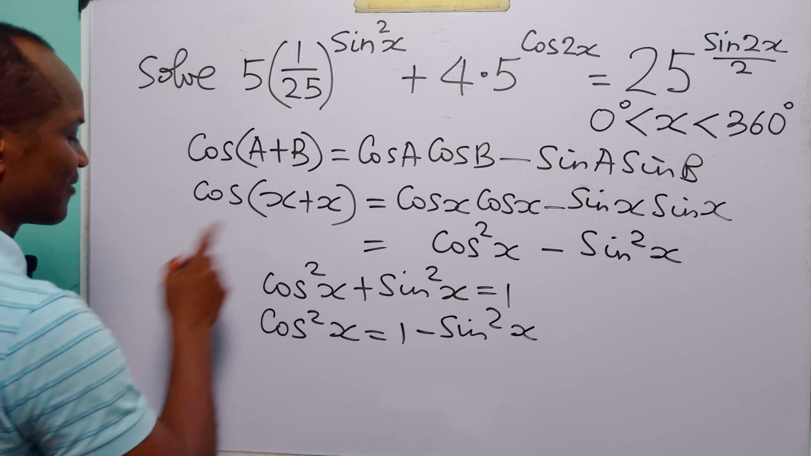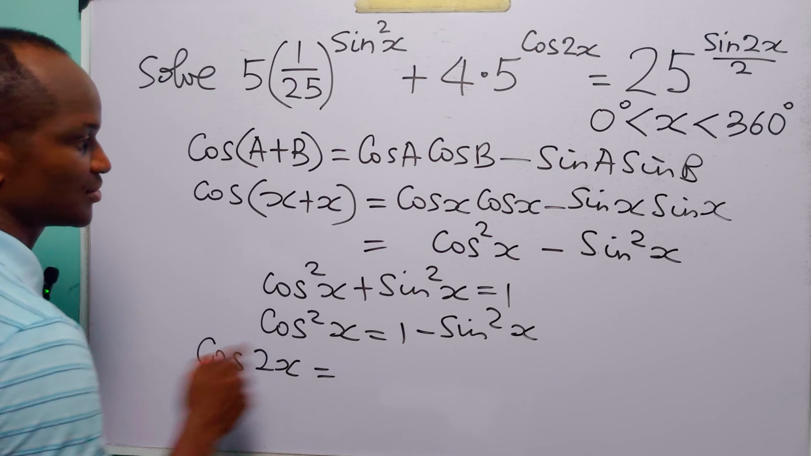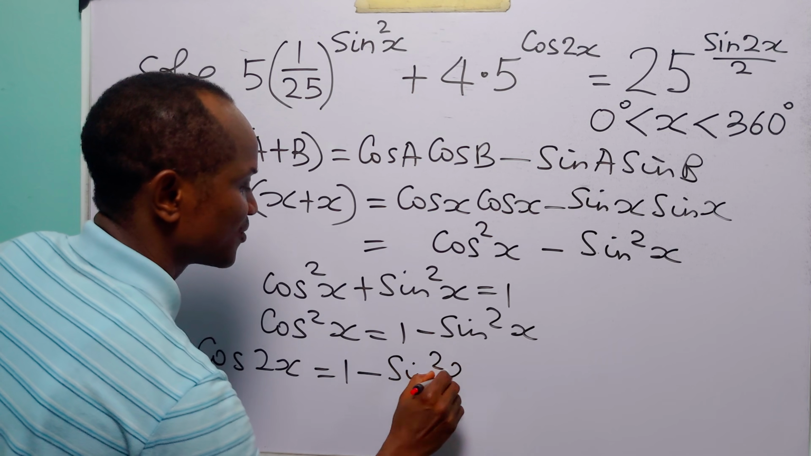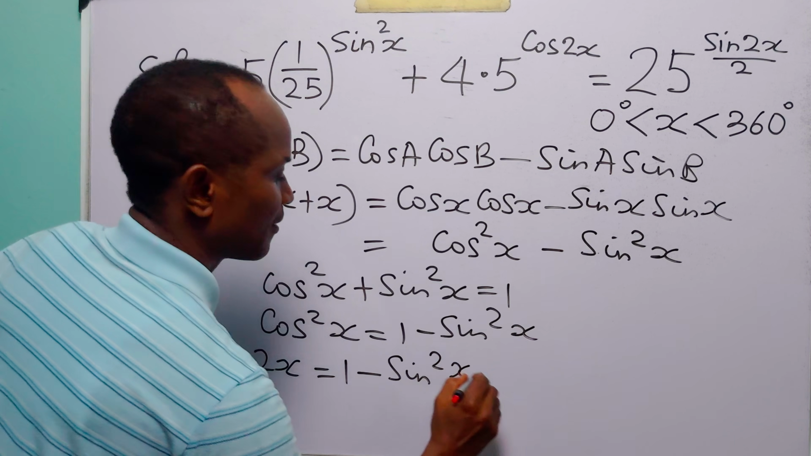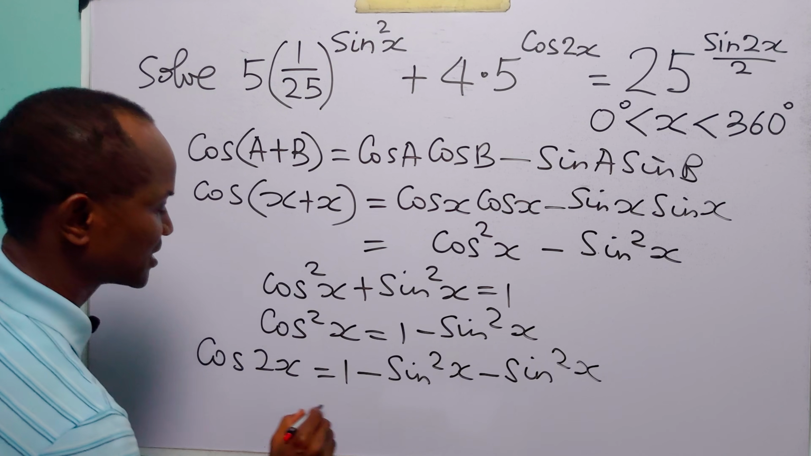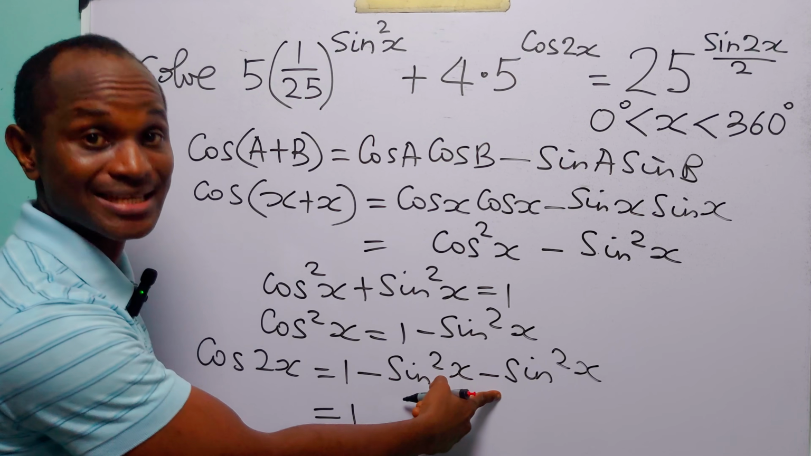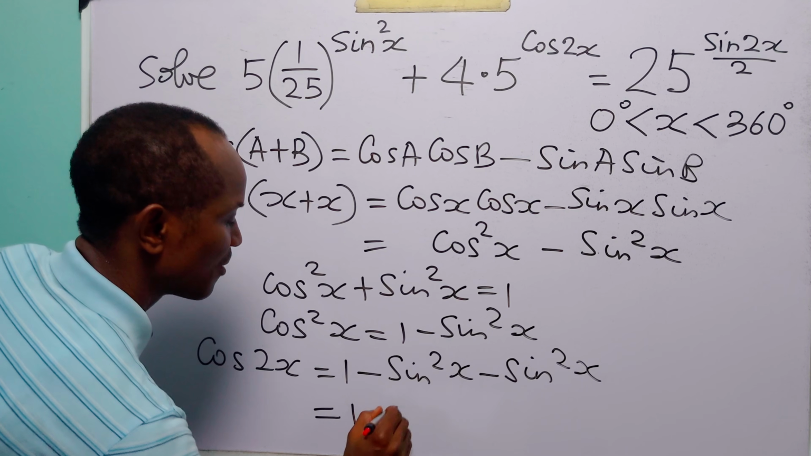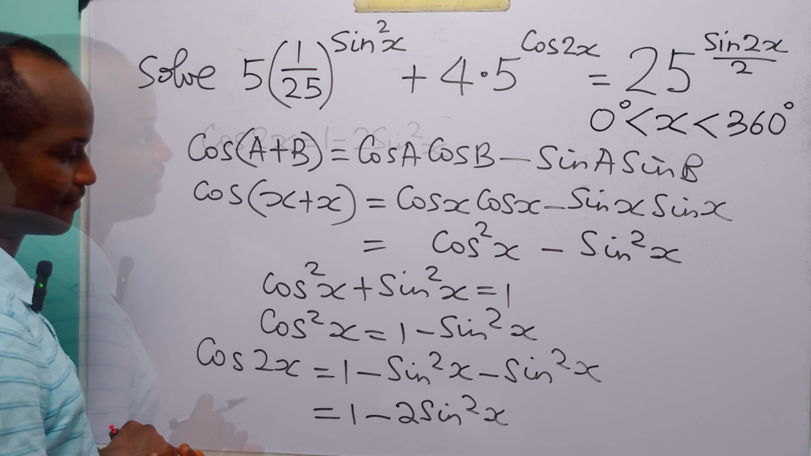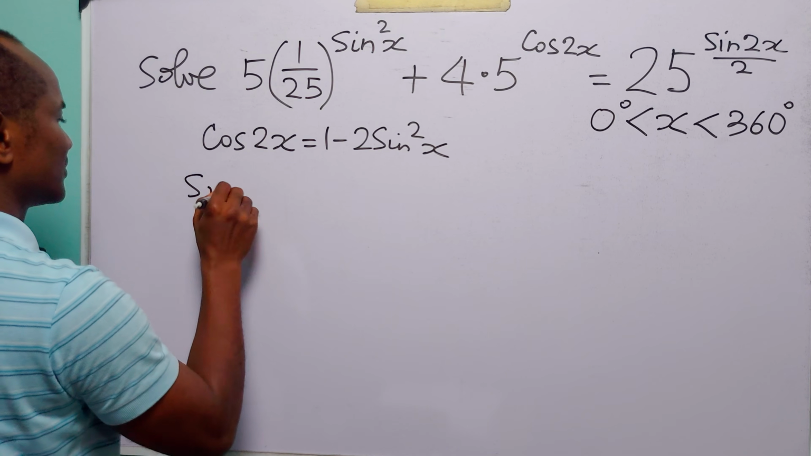So when we do that, we have that cos 2x is equal to 1 minus sin squared x and then minus sin squared x. And of course, from here we have 1 minus sin squared x minus sin squared x is equal to 1 minus 2 sin squared x.